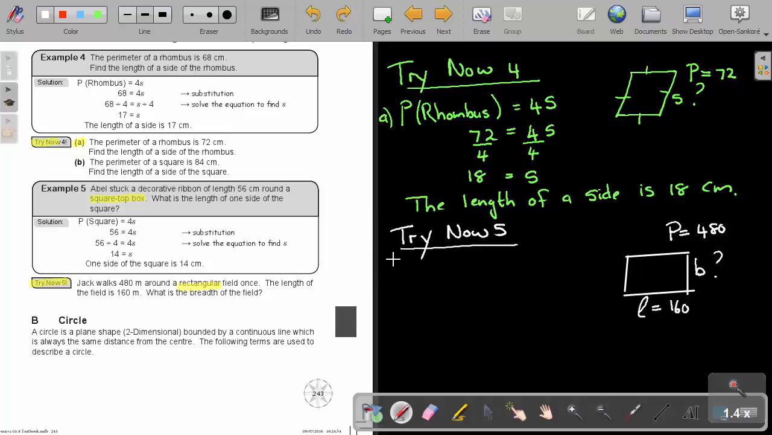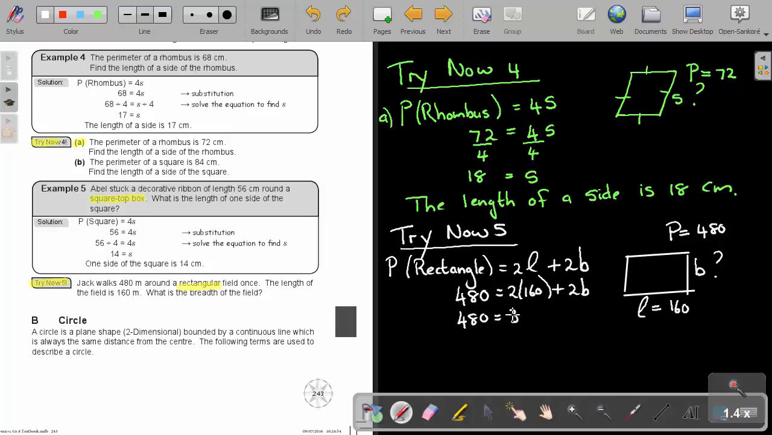So start with the formula. What is the formula? It's the perimeter of a rectangle, and that's 2 length plus 2 breadth. And fill in, that's 480. Fill it in, substitution. Fill in your length, brackets, always, it helps you. And fill in your breadth. And now I'm just going to simplify this equation, solve this equation. Multiply out there. There is my 2 breadth.